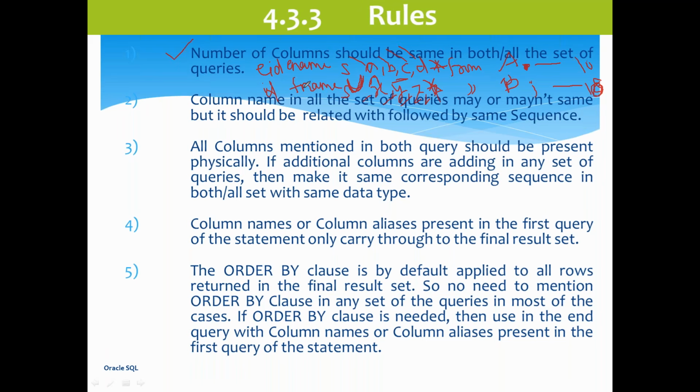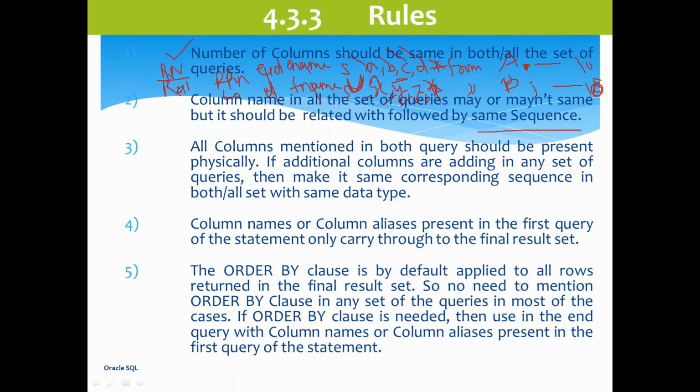Similarly, the third column is roll number. In the first table it is mentioned RN, but in the second table it is mentioned ROLL. Fine, no problem. The last one is phone number, PH, and suppose in the second table it is mentioned contact number. Fine. So it can be the same or not the same, no issue. But the meaning should be the same. Roll number, phone number, EID and ID, E name and F name. The meaning should be the same with the corresponding sequence.